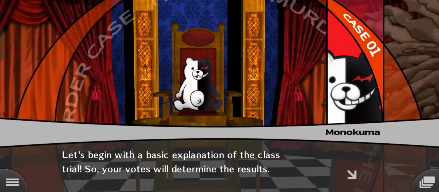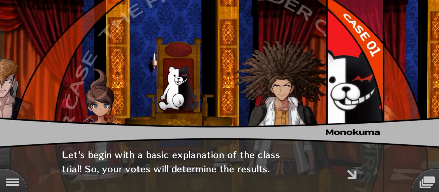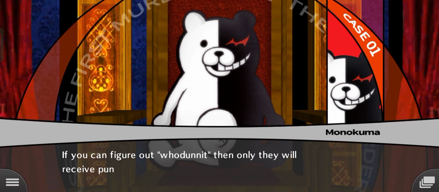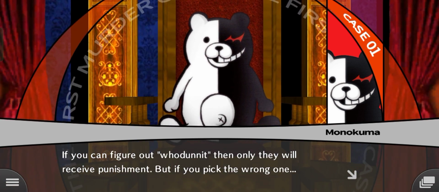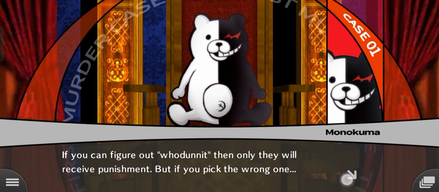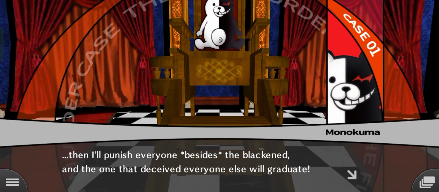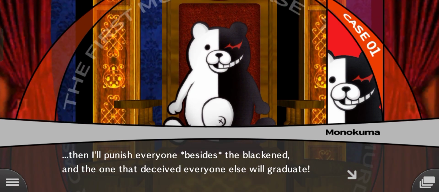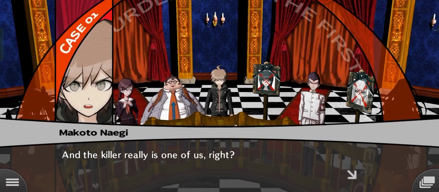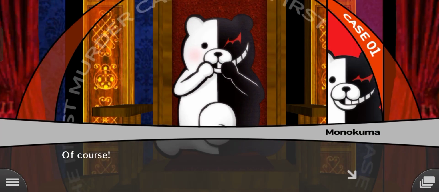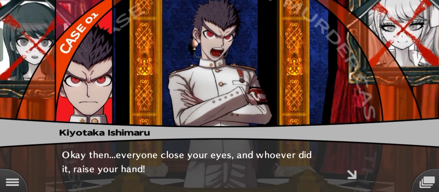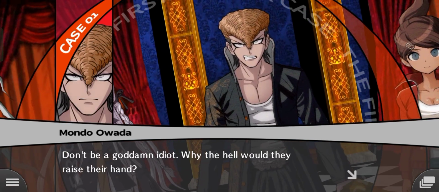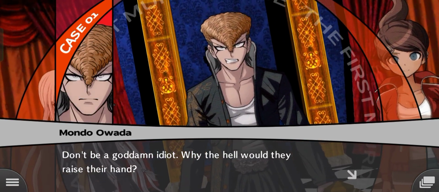Let's begin with a basic explanation of the class trial. So, your votes will determine the results. If you can figure out who done it, then only they will receive punishment. Then I'll punish everyone besides the blackened, and the one that deceived everyone else will graduate. And the killer really is one of us, right? Of course! Okay then. Everyone, close your eyes. And whoever did it, raise your hand. Don't be a goddamn idiot. Why the hell would they raise their hand?